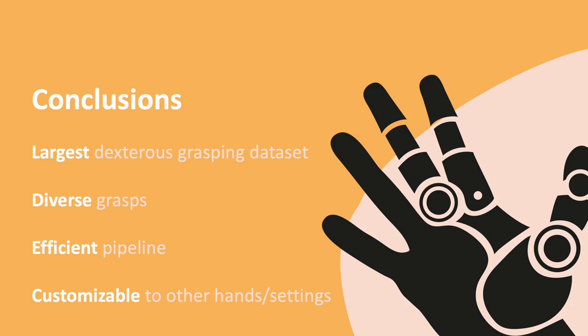As a summary, in this work, we contribute DexGraspNet, the largest robotic dexterous grasping dataset. It has a variety of object categories and provides diverse grasps for each object instance. All data is generated by our proposed robust and efficient grasping synthesis pipeline, which can be easily customized to suit your own specifications.